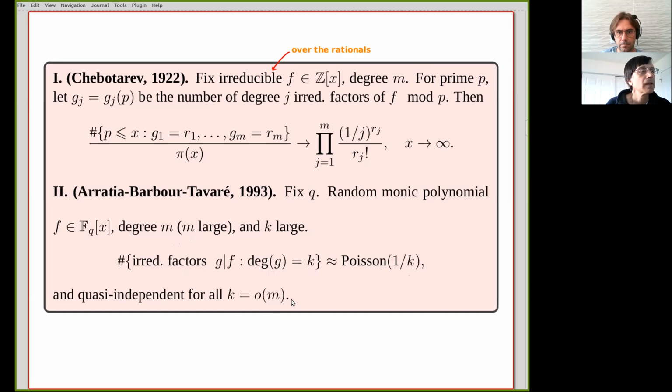So the moral is, in either case, we obtain this Poisson distribution with independence for the small and intermediate degrees. So here, of course, there's no restriction. Here we have to restrict the degrees because, for example, let me just give you an example. So let m be fixed, and suppose I want to study the irreducible factors of degree larger than m over 2. Well, these are not independent, right? There can only be one. So these different statistics are very dependent on each other.